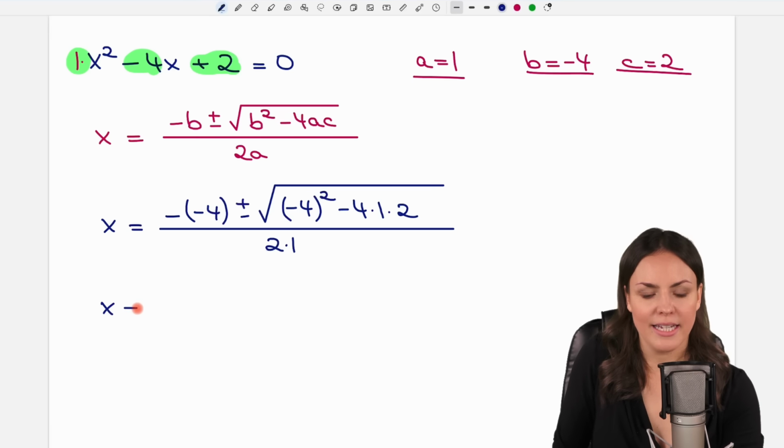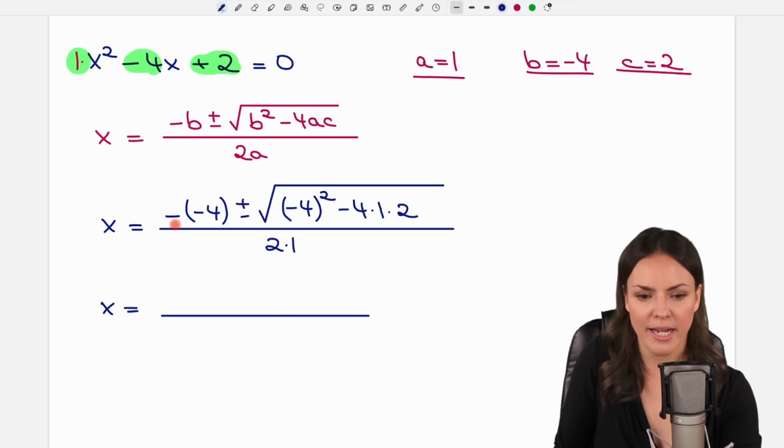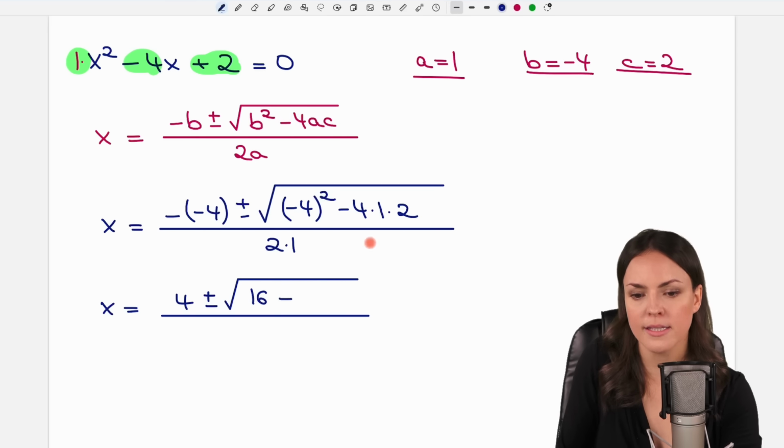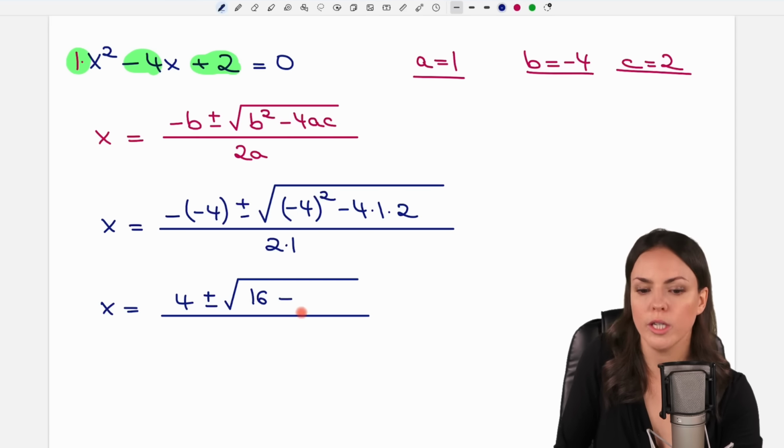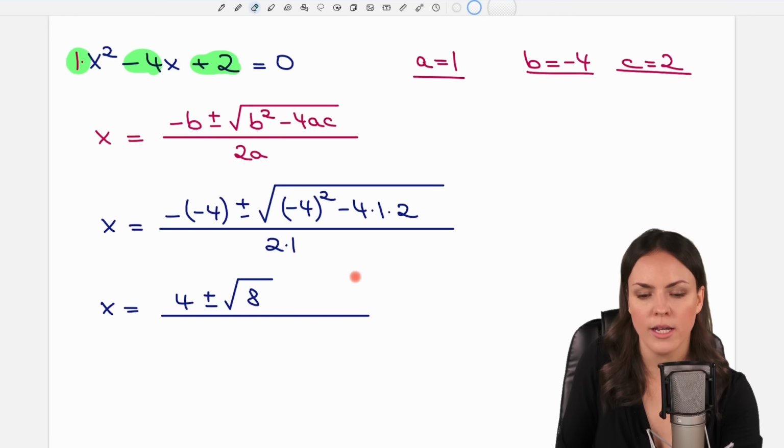Let's calculate this. Minus negative 4 equals 4. Then what do we have in our square root? Negative 4 squared equals 16, minus 4 times 2 equals 8. So 16 minus 8 equals 8 in the square root. And in the denominator, we have 2 only.